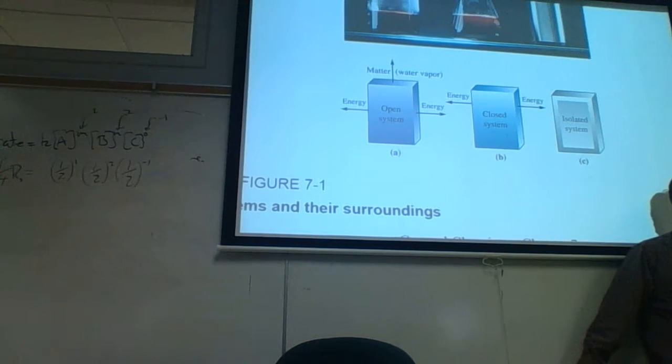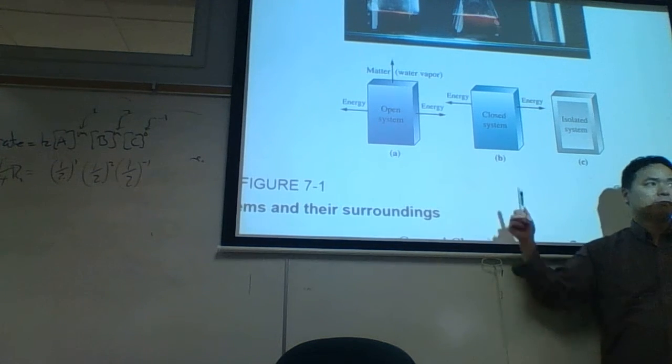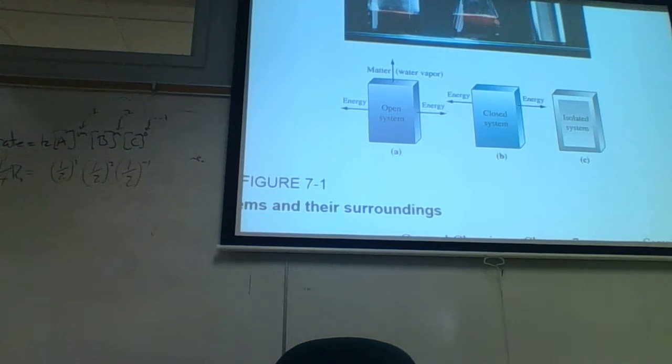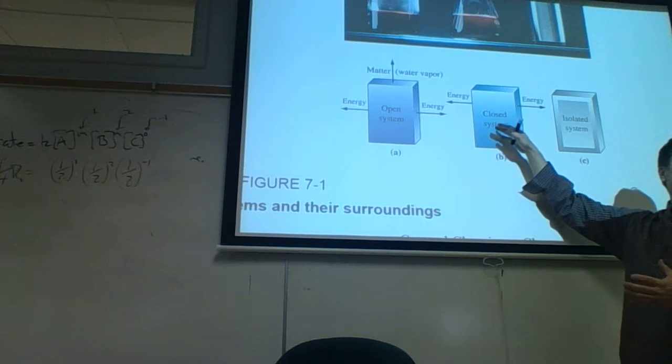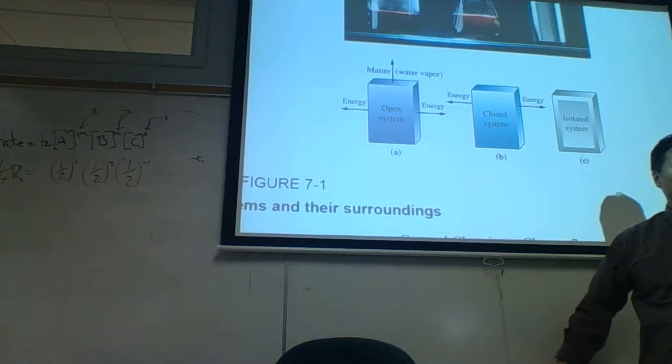Just for a couple of homework problems, but for the most part, like 99% of the problems we did in chapter 7, we used B, closed system. Now, we use a closed system, but there are two types of closed systems. Do you remember what the two types of closed systems are? We use a closed system with a fixed volume and a closed system with a variable volume.